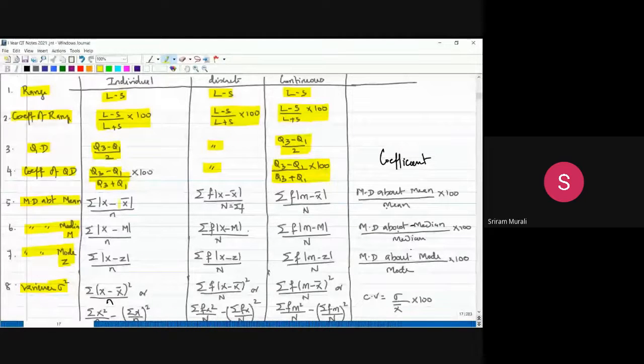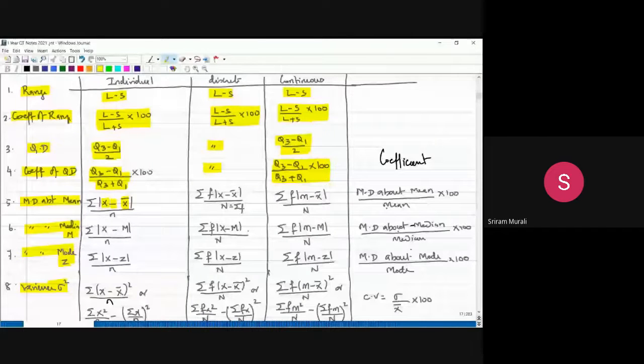Mean deviation about mean, what does it say? From X, how does this X bar deviate? I mean the minus sign. Take the modulus, because the deviation can be plus or minus. That is why they take the modulus. Add this and then divide by n.